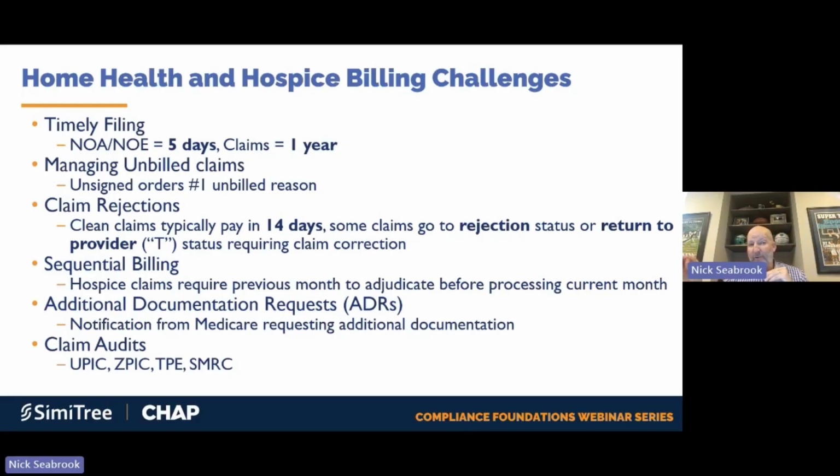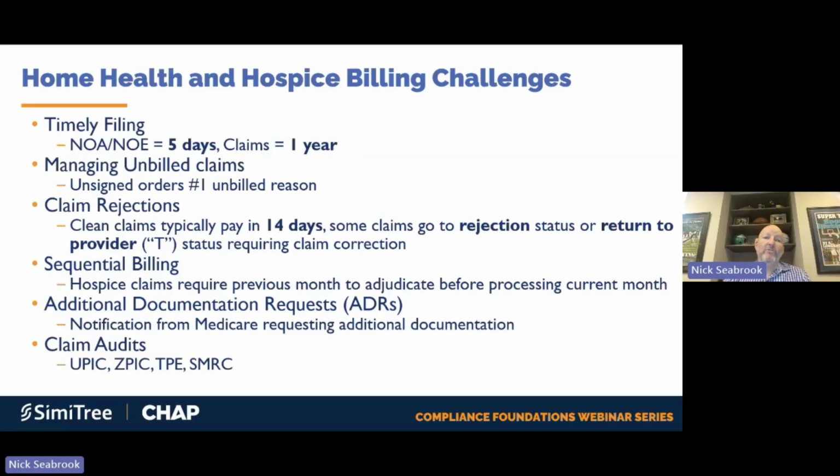To piggyback off of that as well, we mentioned it's not just that plan of care, right? So it's not just the 485 that needs to have the signed orders. It's also those supplemental orders or those interim orders for those additional visits that are being provided, that may have orders as well.